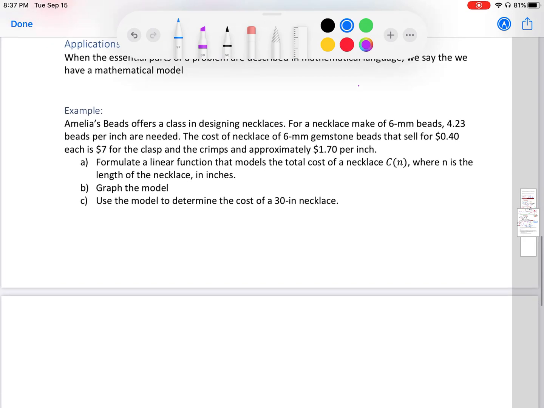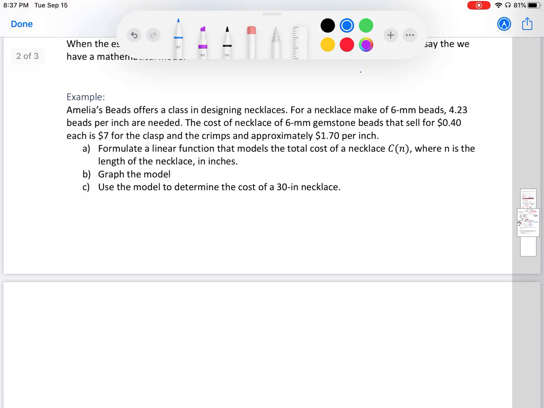Okay, let's do A. So this gives us a lot of numbers, and whenever we see something with a lot of numbers, it can be kind of misleading. So if you'd like to take a moment to pause the video, read this question over a couple more times until it doesn't sound so weird, and then read your question. We want to create a model for the total cost of the necklace, where n is the length of the necklace.